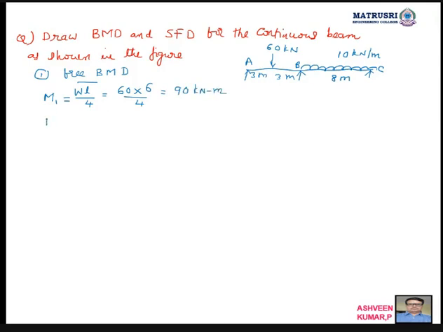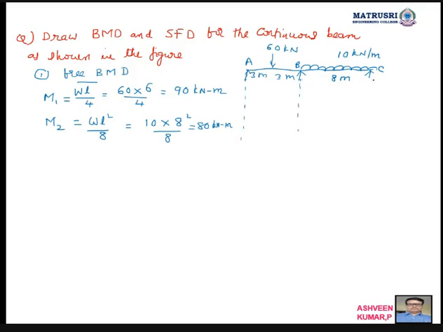Then M2. M2 is for span 2. UDL is there, so what is the formula for UDL? WL square by 8. What is W? 10 into 8 square by 8. That is 80 kilonewton meter. Okay, then what I will do now, you can see.